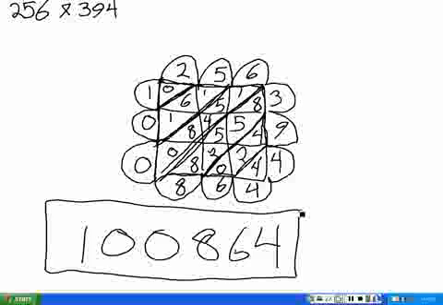So basically what we did is we multiplied each of the numbers. We wrote 1 digit in the top triangle and 1 digit in the bottom triangle in each of the squares. Then we start with the shapes, and we add up the numbers. If it's a 1-digit number, we just write it in the nice little flower petal that we have. If it's a 2-digit number, we write the ones digit, and we just carry over whatever's left. And that gave us 100864, which is indeed the answer to 256 times 394.